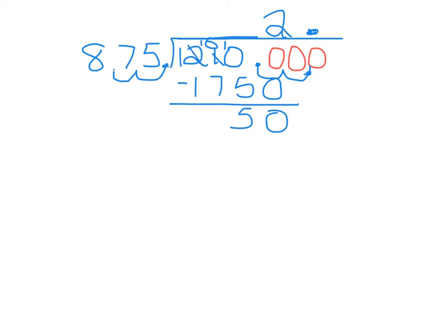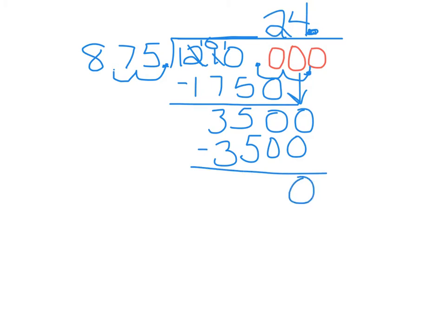Now I need to bring down this 0. And it goes in here 4 times. 4 times 875 is 3,500. And I subtract, and I have 0. So the answer is 24. So Aaron's car got 24 miles per gallon, and 24 is close to the estimate that we got of 25.